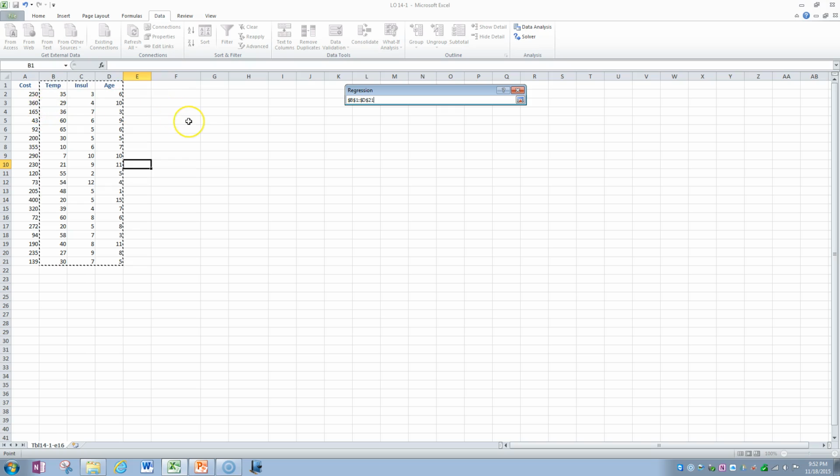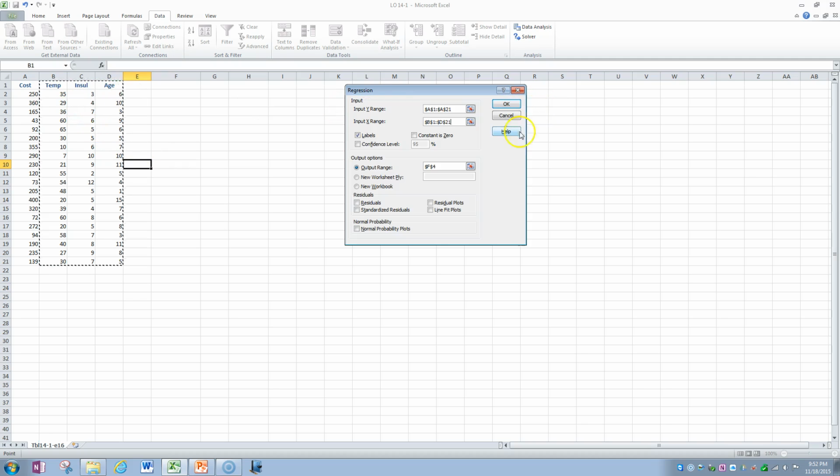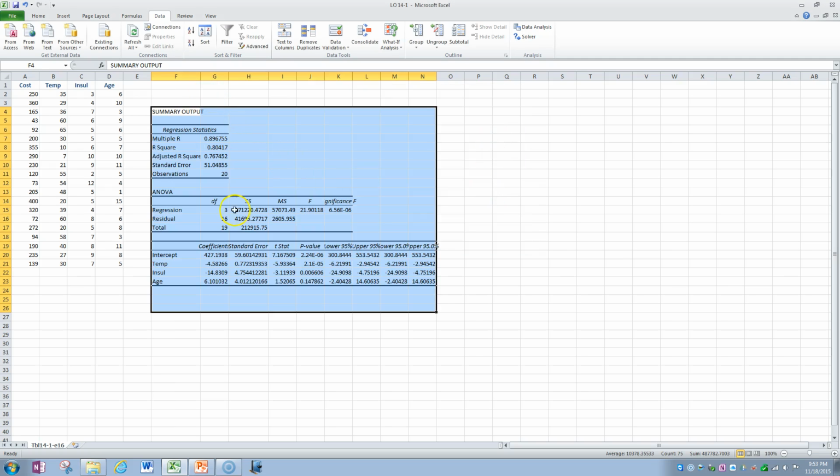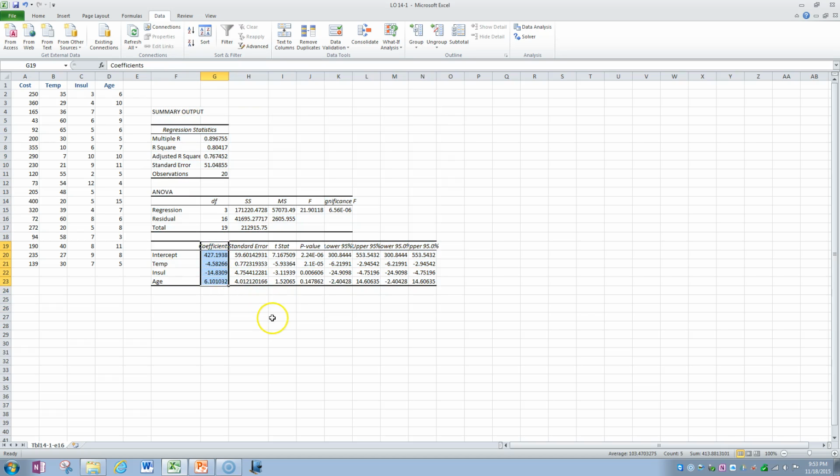You first have, in your first column, the dependent variable, in this case, cost. And then all the following columns are your independent variables. In this case, there are 3 independent variables. Labels is checked because I put them in the first row. And the output range, I have it here at F4. Let me just click OK. And I get my results. And same way as the slides, my equation is 427 minus 4.58 times temperature minus 14.83 times insulation plus 6.1 times the age of the furnace.